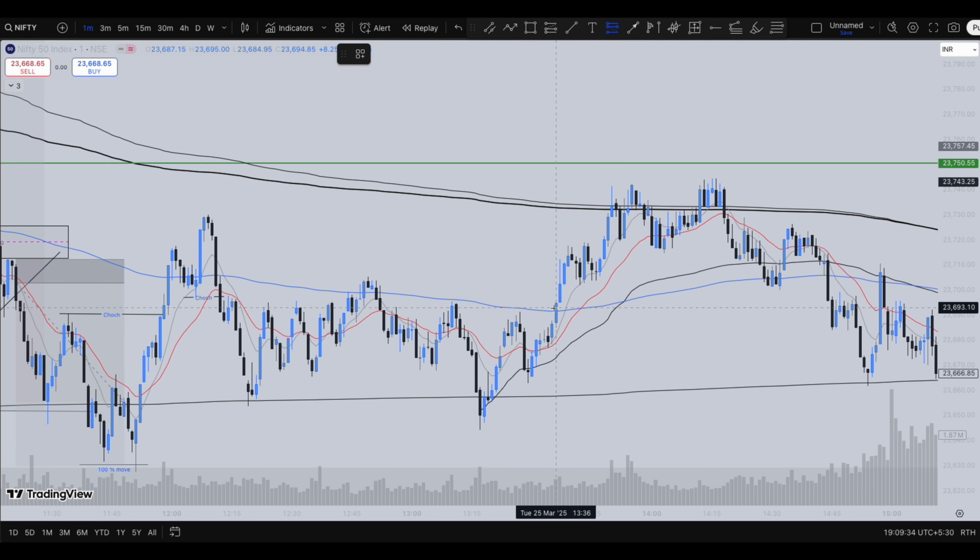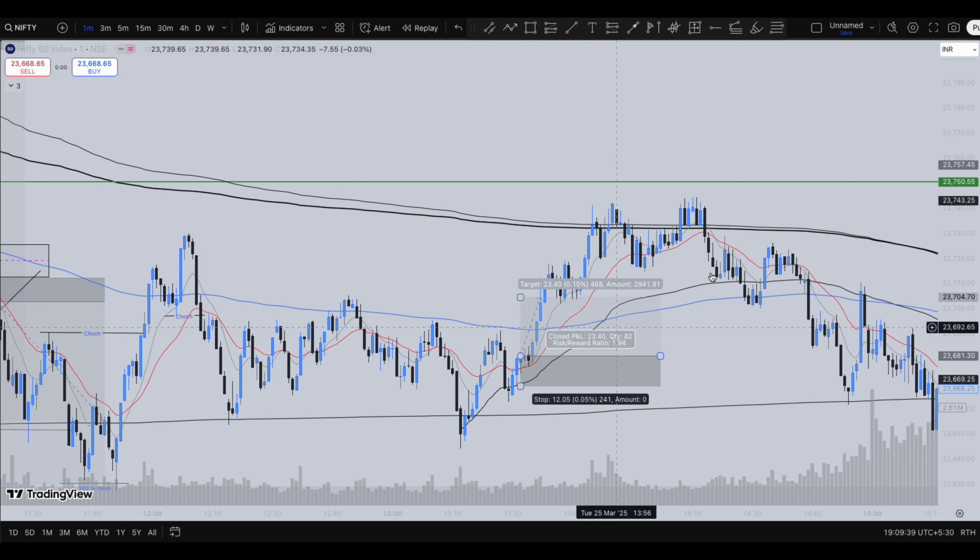So in case you might have taken a long position, you could have entered here, guys, keeping your stop loss just below that candle.